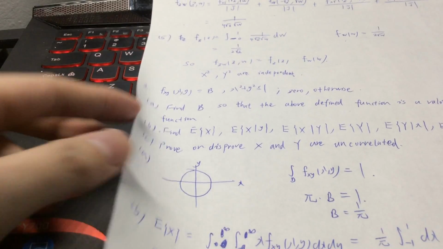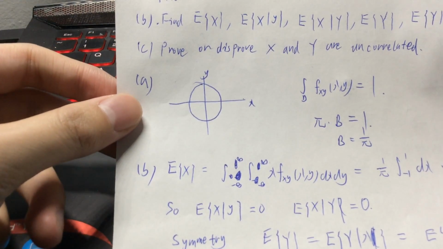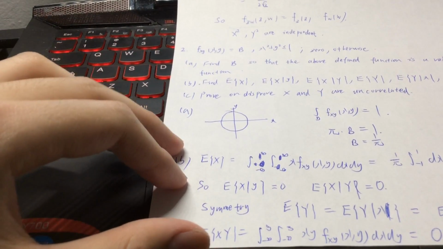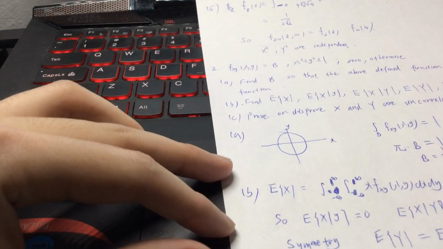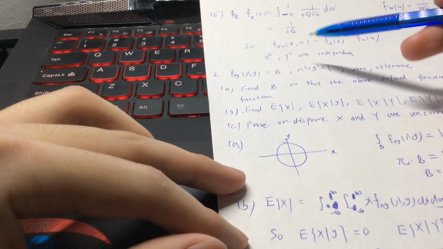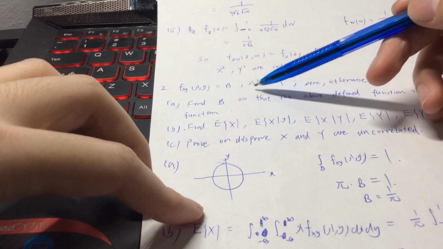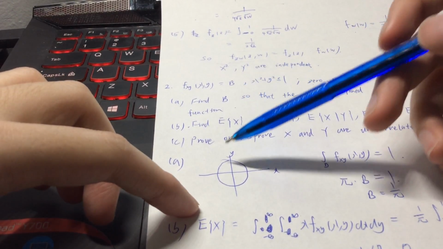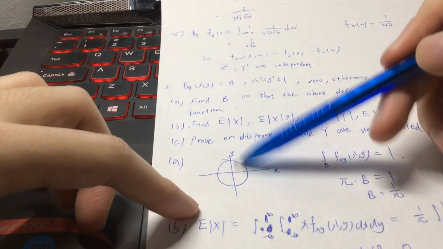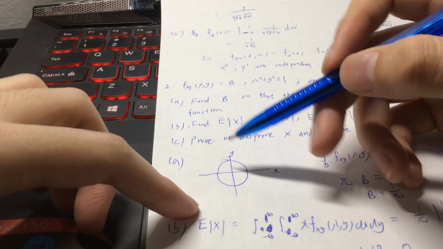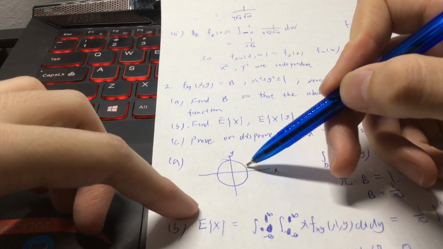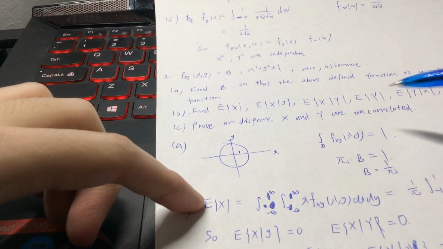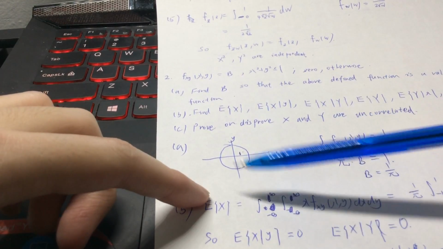For the first part, it requires us to find b so that the above defined function is a valid density function. Firstly, we can sketch the graph like this. As x squared plus y squared is smaller than 1, we can sketch the circle, and its radius r is equal to 1. So we can make an integration for this part.